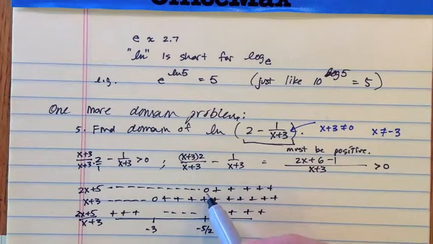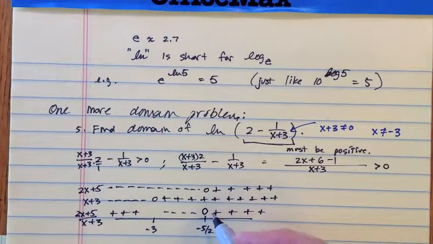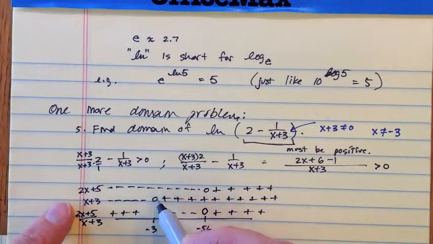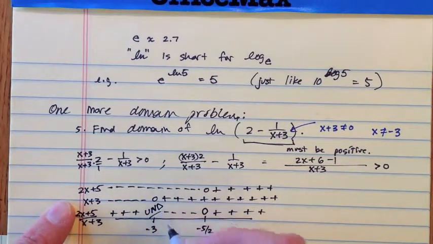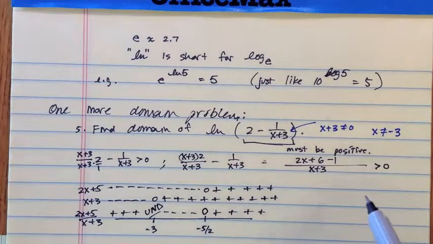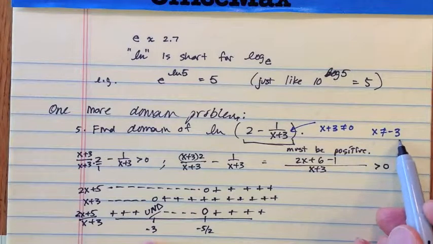Now careful. What about these zeros? That's a 0 of the numerator. 0 divided by something is fine, that's 0. But this is negative divided by 0, that's undefined. So I'm supposed to be finding where this guy is strictly bigger than 0. That's all the pluses. The domain is all the pluses. And look, it excludes negative 3 anyway.